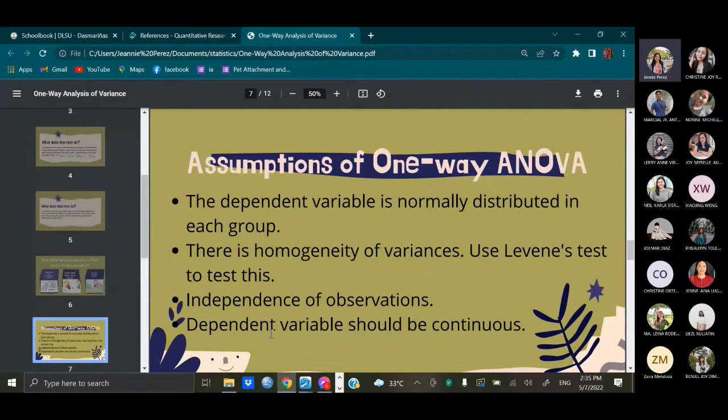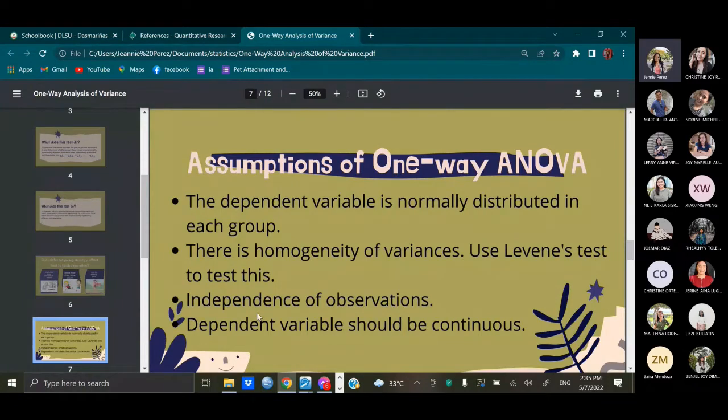Then there is the assumption of homogeneity of variances, meaning that the variances of your groups should be homogeneous. They should not be significantly different. You can determine this by using Levene's test. This is in the Real Stat also.